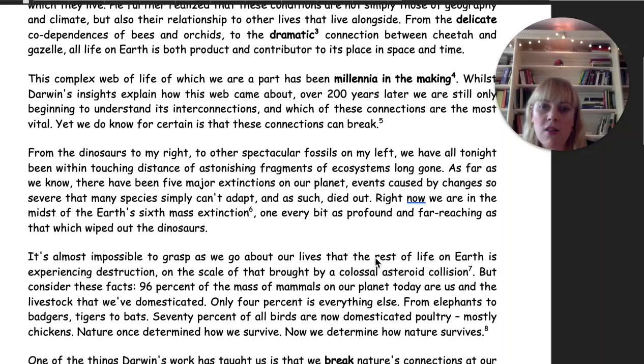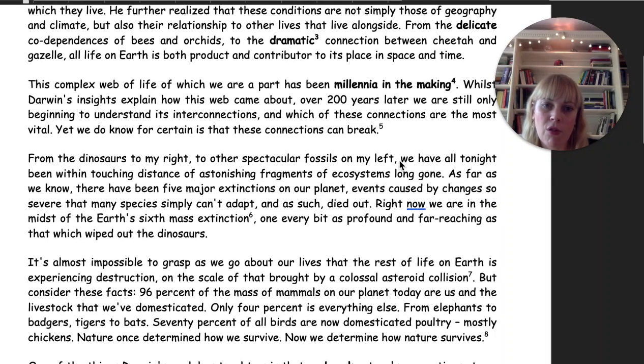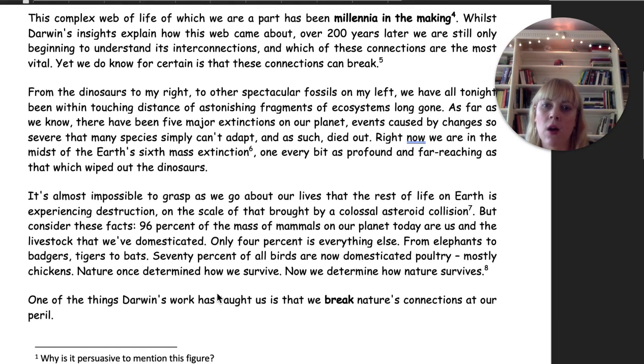From the dinosaurs to my right to other spectacular fossils on my left, we have all tonight been within touching distance of astonishing fragments of ecosystems long gone. As far as we know, there have been 5 major extinctions on our planet, events caused by changes so severe that many species simply can't adapt and as such died out. Right now, we are in the midst of the Earth's 6th mass extinction, one every bit as profound and far-reaching as that which wiped out the dinosaurs.